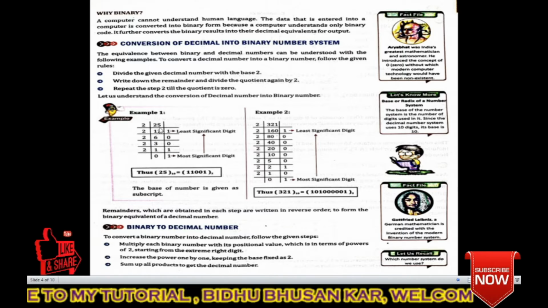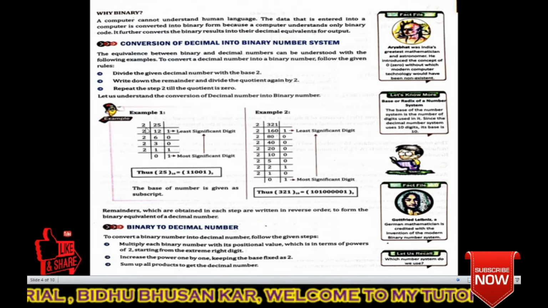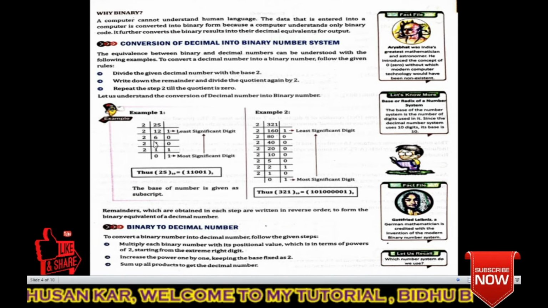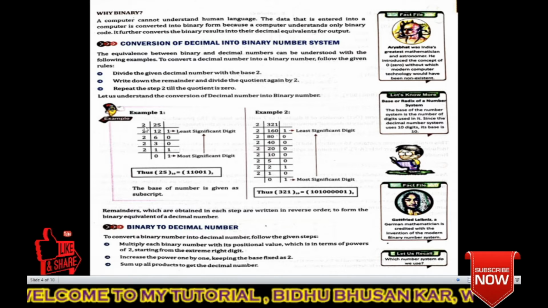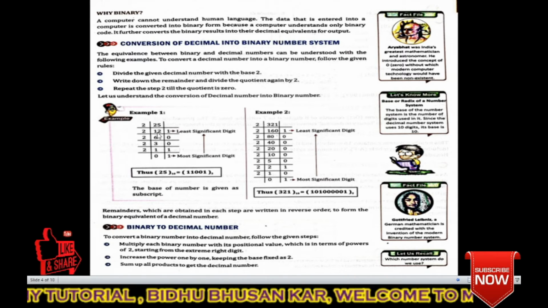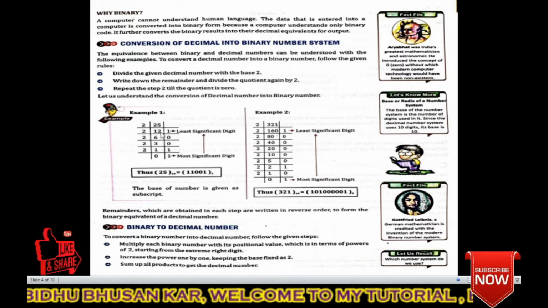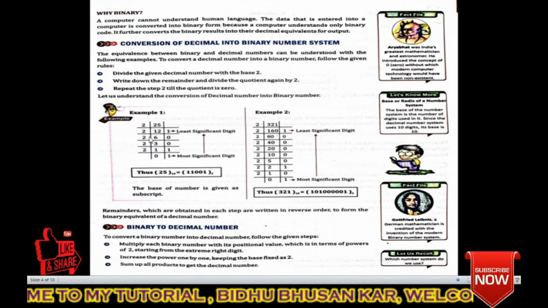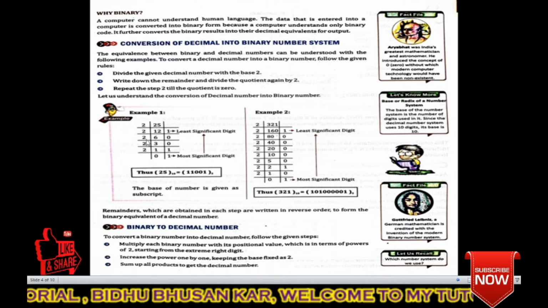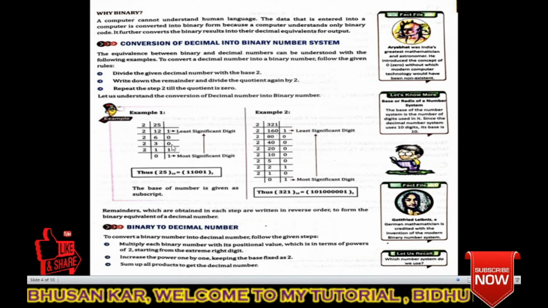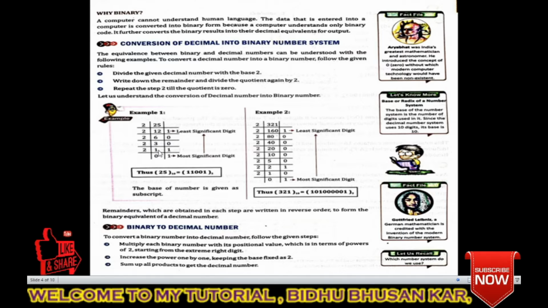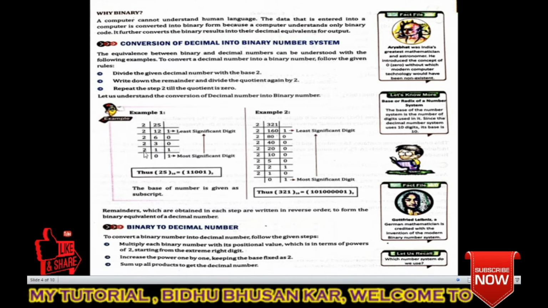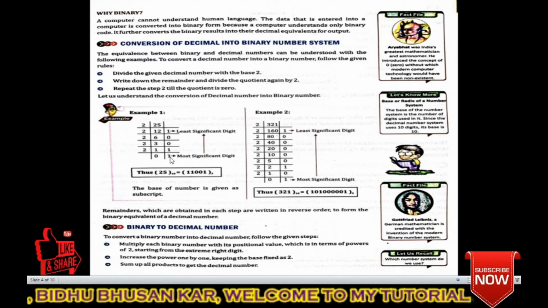See, here it is 25. It is done like LCM division. Suppose 2 12s are 24, and this is your remainder 1. Again 2 6s are 12, remainder 0. Then 2 3s are 6, remainder 1. Then 2 1s are 2, remainder 1. Then 2 0s are 0, remainder 1.